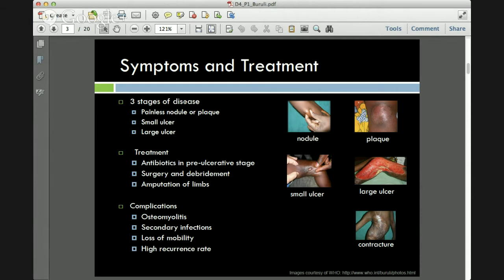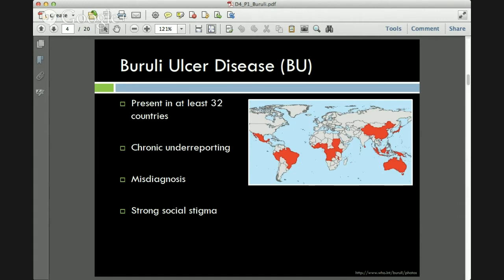There's also several complications that are associated with Buruli ulcer disease, including osteomyelitis, which is when the infection gets into the bone, secondary infections. People often lose mobility because of complications, surgery, or scarring, and there's a high recurrence rate for the disease. So BU is present in at least 32 countries worldwide. As I said before, it's predominantly found in West Africa in children under the age of 15. It's classified as a neglected tropical disease and also an emerging infectious disease by the World Health Organization.